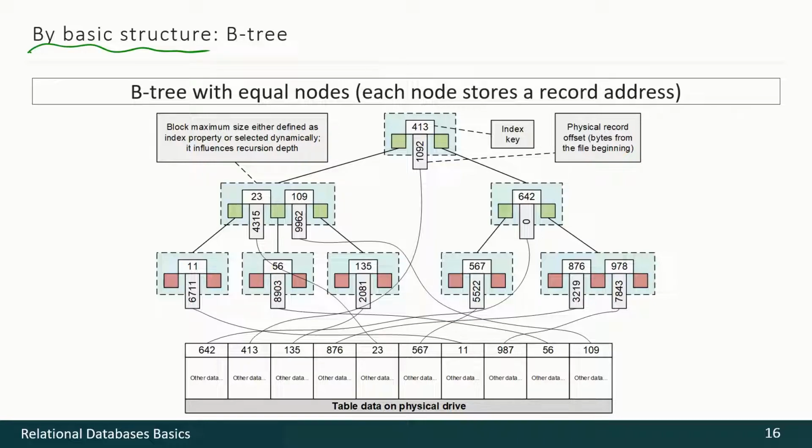By basic structure, there may be the following index types. Let's start with balanced tree. How a balanced tree looks like and why is it balanced? So let us schematically draw a balanced tree. And why is it balanced?